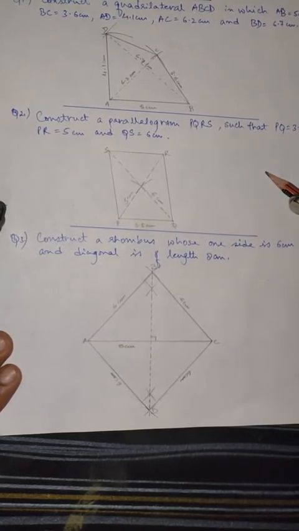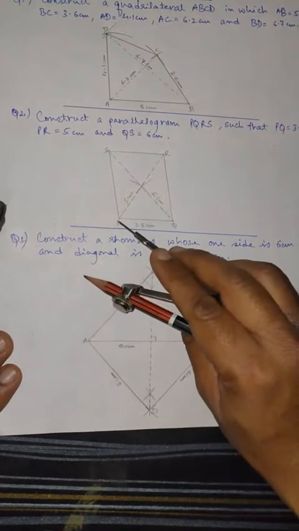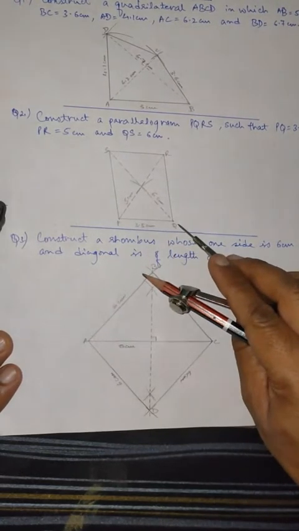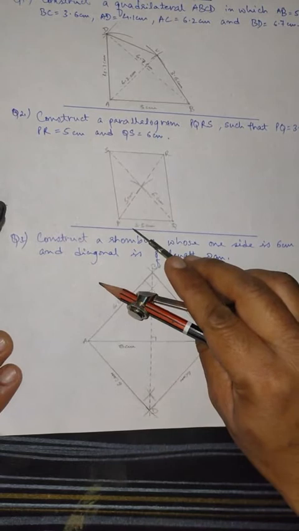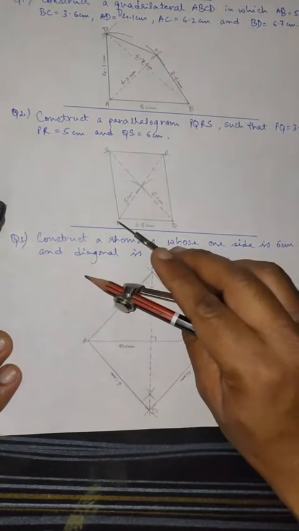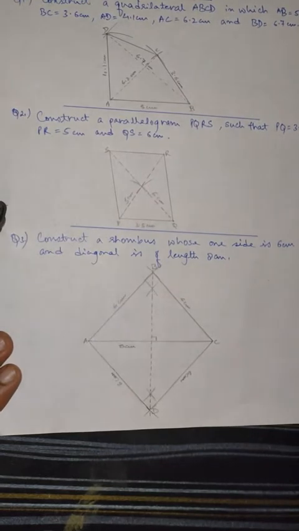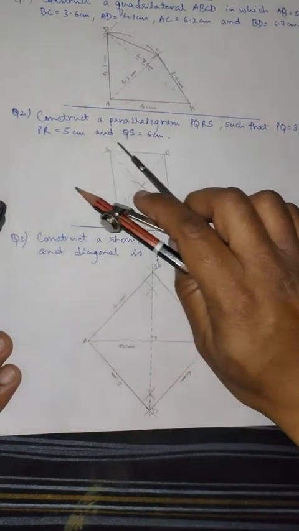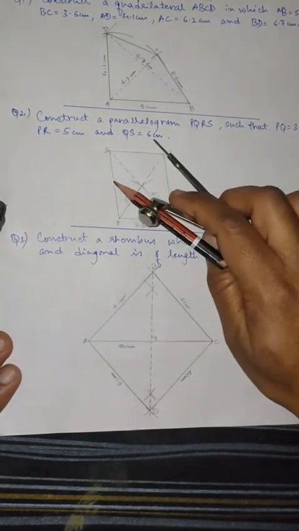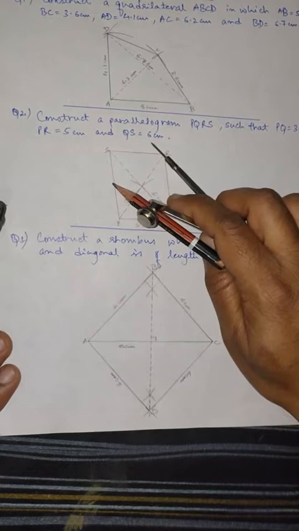PQ as 3.5 centimeter with the help of a ruler and a pencil, by measuring 3.5 on the ruler. You are going to draw this line 3.5 centimeter. Now, as I told you earlier, one of the properties of a parallelogram says that the diagonals of a parallelogram bisect each other. Because the diagonals bisect each other, the length of one diagonal is given as 5 centimeter and the length of the other diagonal is given as 6 centimeter.